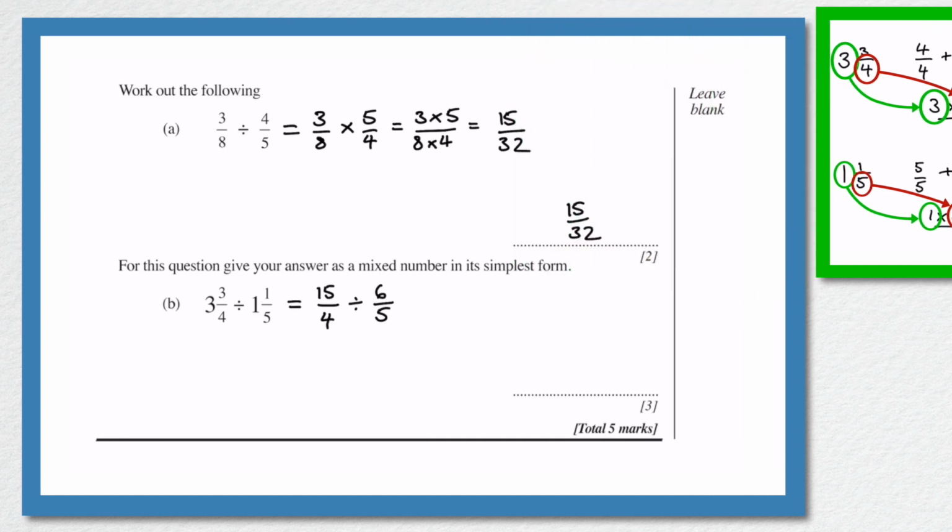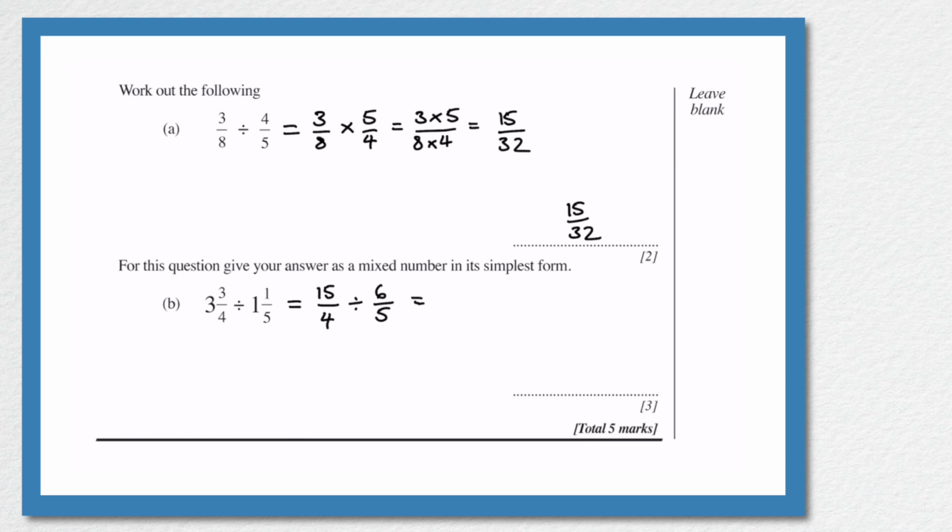Now we need to turn this division into a multiplication. We therefore need the reciprocal of 6 over 5, which is 5 over 6. So we now have 15 over 4 multiplied by 5 over 6. Now this time, I'm going to simplify the calculation before I multiply. I have 15 on top here and 6 on the bottom here. I can therefore divide top and bottom by 3. So 15 divided by 3 is equal to 5, and 6 divided by 3 is equal to 2.